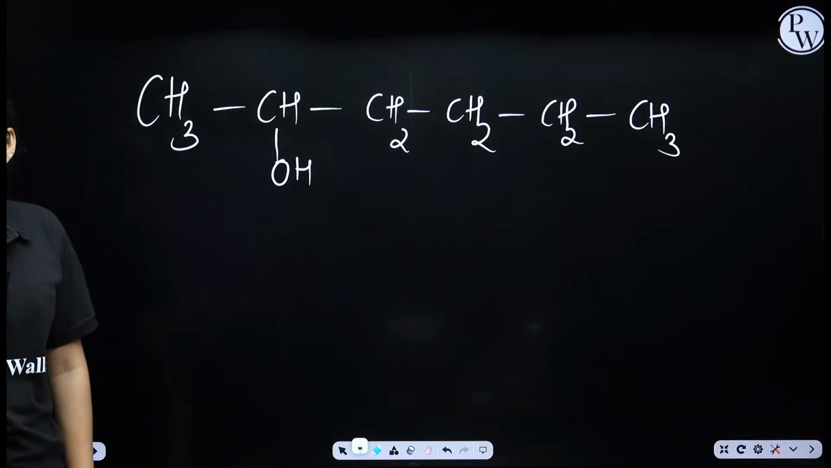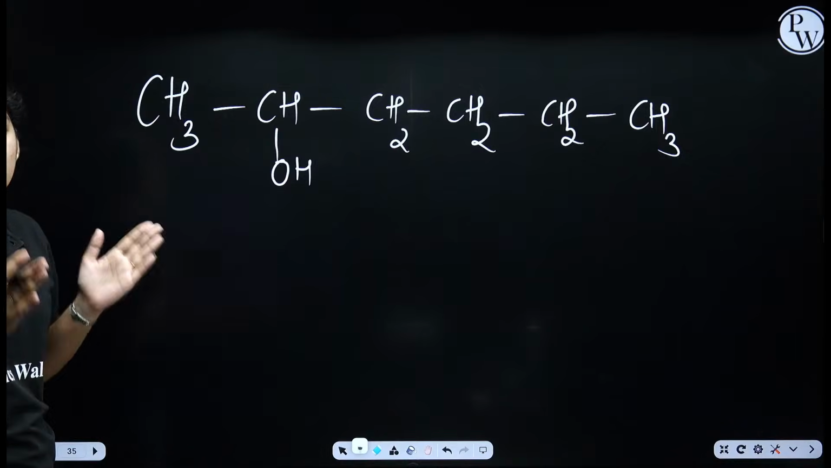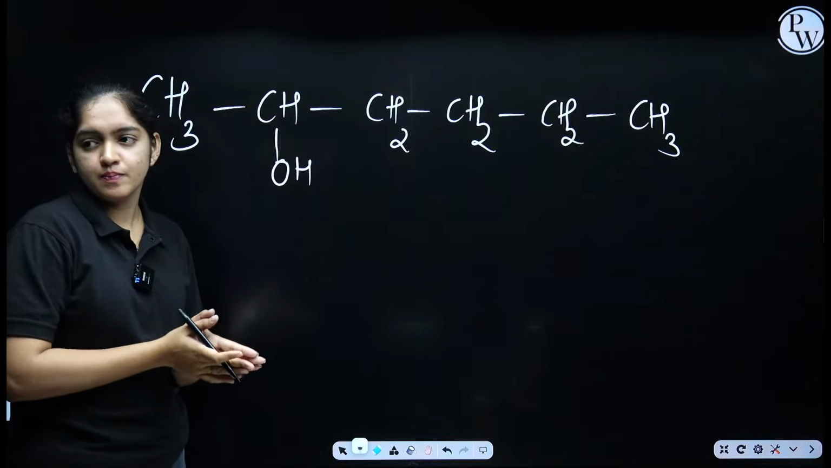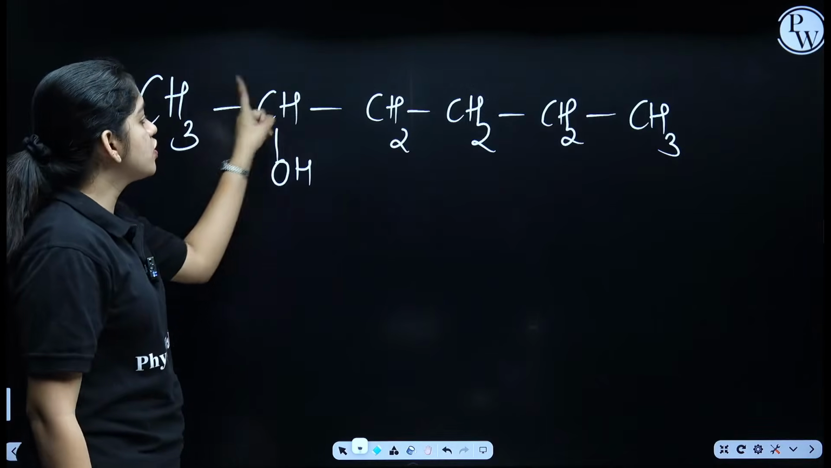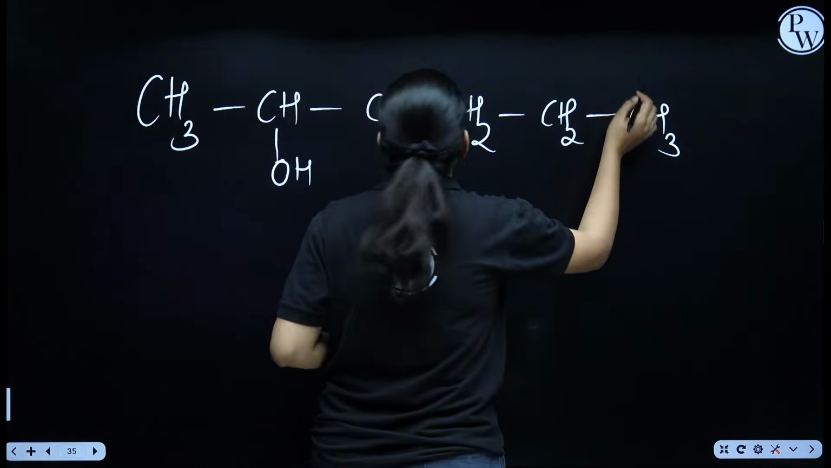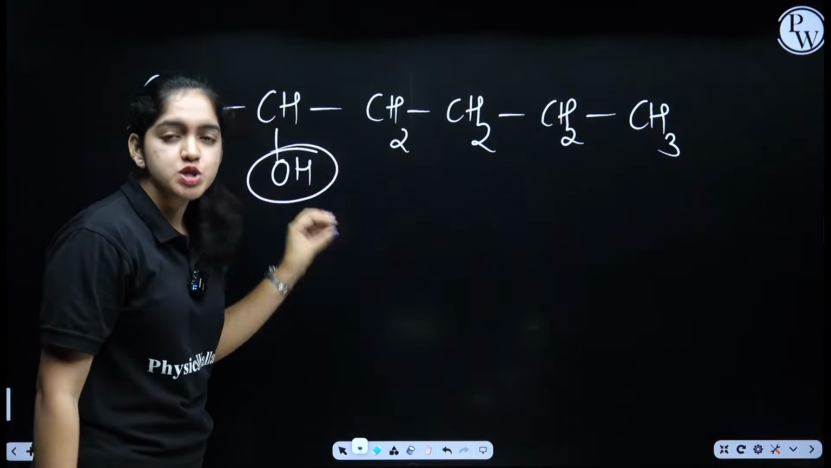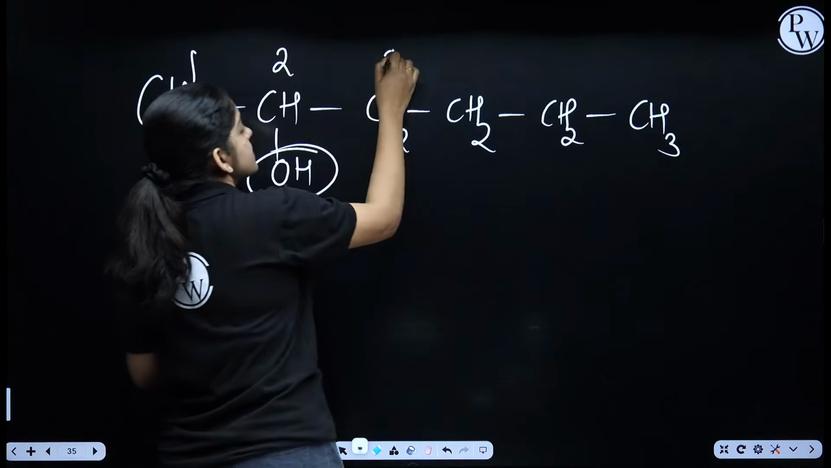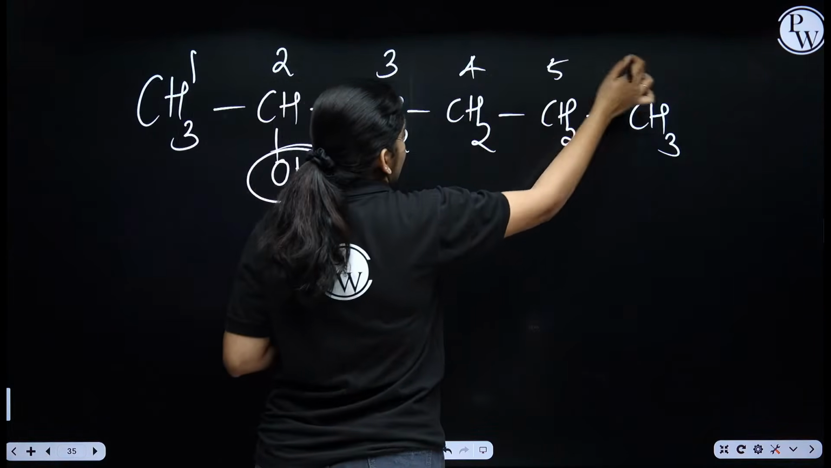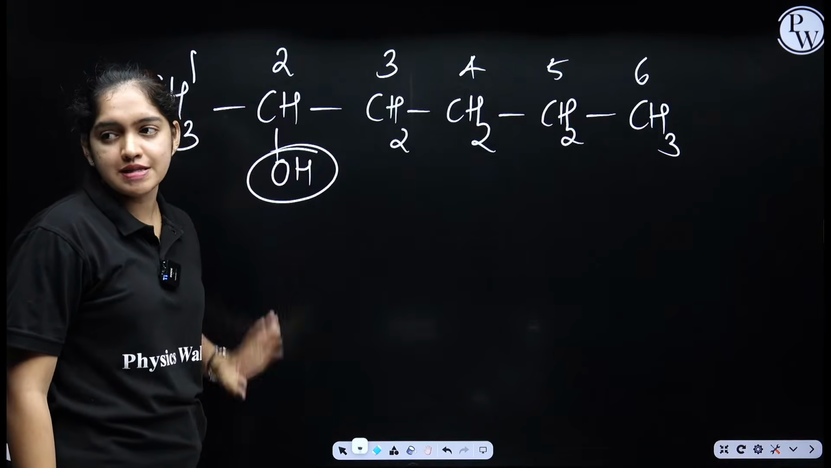Okay, so what will the answer be here? First, find the parent chain, the longest chain. Which will be the longest chain here? 1, 2, 3, 4, 5, 6, and the functional group is present here. OH is a functional group and the functional group should get the least number. That means 1, 2, 3, 4, 5, 6. So OH gets second. 2 is the number for the OH.